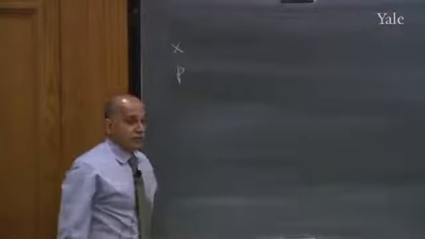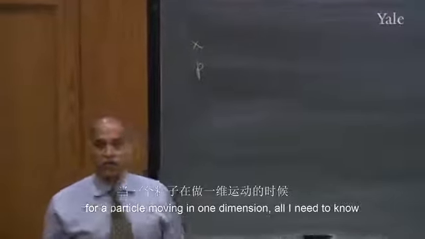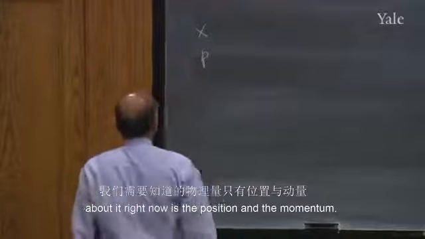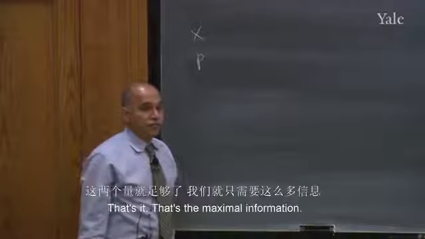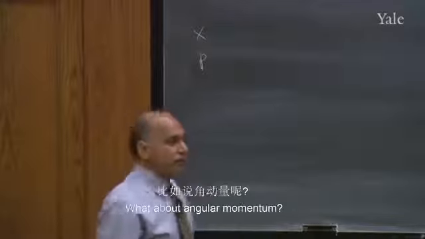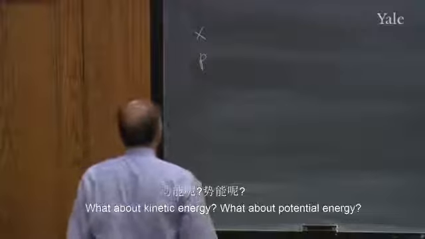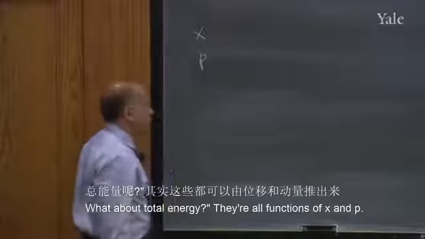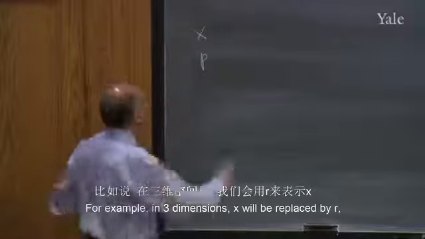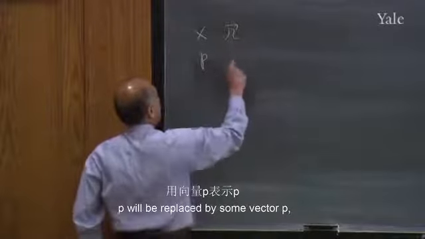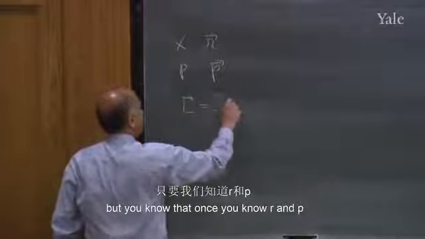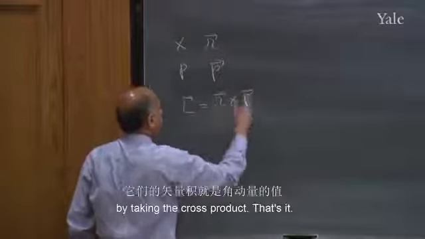in classical mechanics, for a particle moving in one dimension, all I need to know about it right now is the position and momentum. That's it. That's the maximal information. You can say, what about other things? What about angular momentum? What about kinetic energy? What about potential energy? What about total energy? They're all functions of x and p. For example, in 3 dimensions, x will be replaced by r, p will be replaced by some vector p, and there's a variable called angular momentum, but you know that once you know r and p by taking the cross product.